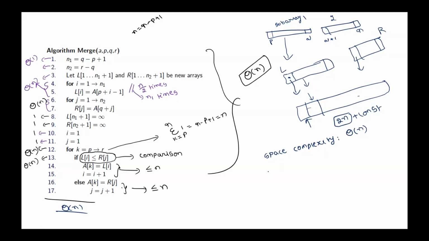What is the additional space? Whenever I say additional space, it means space other than the input. What is the additional space this algorithm takes? N. In the merge sort algorithm, whatever merge procedure is given here, these two are new arrays. The amount of space depends on the input size n, and it is theta of n. Additional space is theta of n.